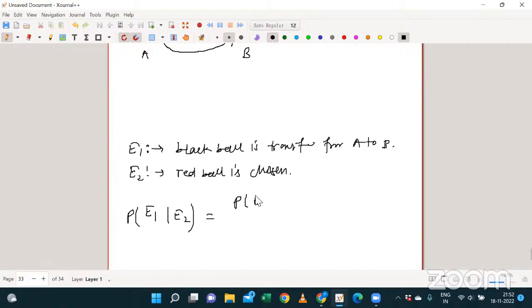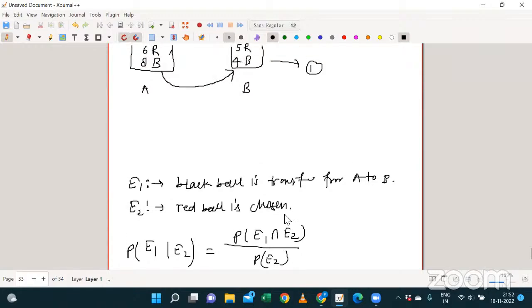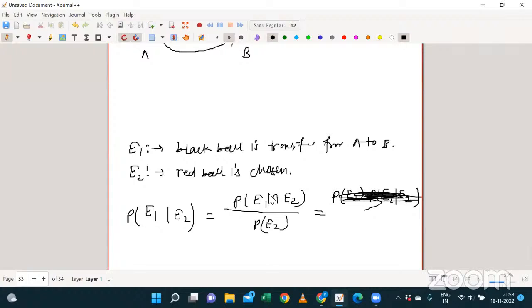So the probability would be the probability of E1 intersection E2 divided by the probability of E2. So far it is clear. Now, what is the probability of E1 intersection E2? What is the meaning of that? A black ball is transferred from A to B, and a red ball is chosen, correct? Forget about the formula for now. The black ball is transferred from A to B, and the red ball is chosen.